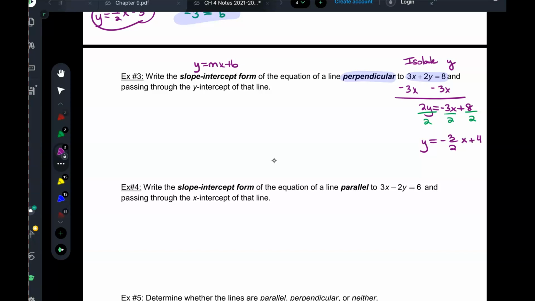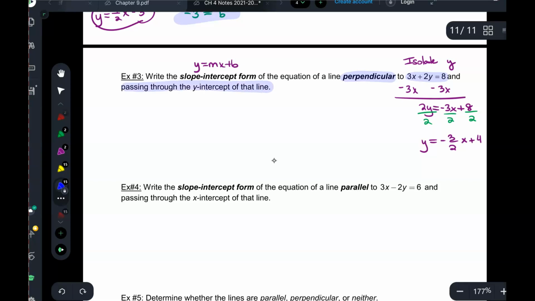Where's the point? Oh, so that's the other part of this word problem. It passes through the y-intercept of that line. Oh, 4. Isn't the y-intercept of this line a positive 4? Isn't that what b is equal to?